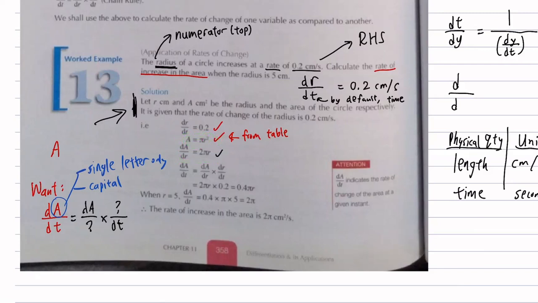Oh, sorry, I forgot to do that. We can differentiate and we get dA by dr. You know how to differentiate, right? I don't need to go through this one. So you get 2 pi r. Take note, this is not d.